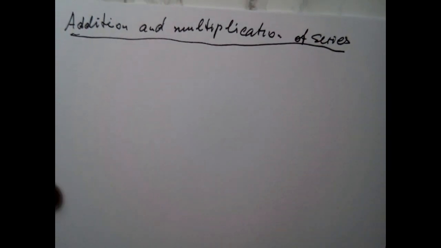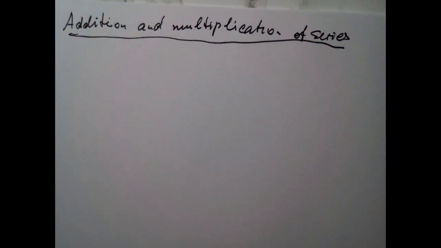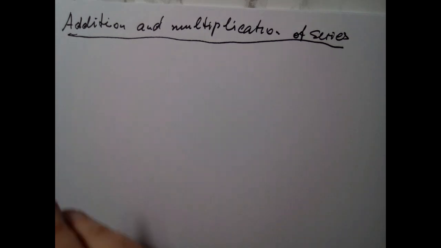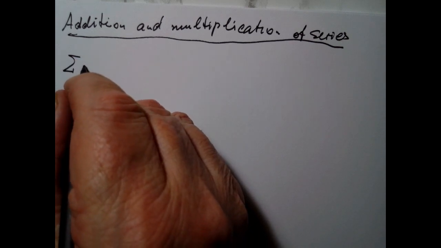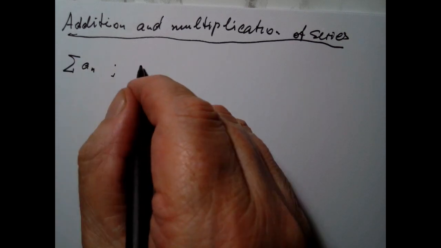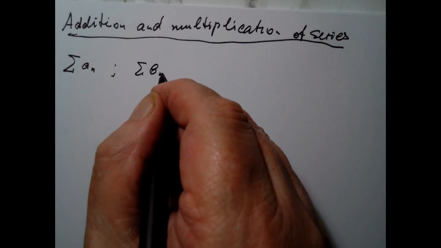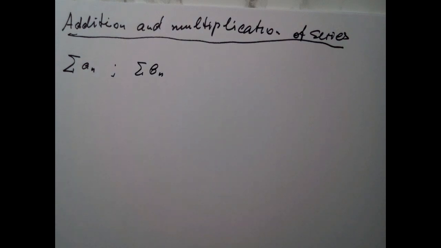So this is just an introduction to this topic. I will continue talking about it in the next lecture. But I have a series, say sum of an, and I have another series, say sum of bn. Okay, and in mathematics, whenever we have some new objects, we would like to add these objects, and we would like to subtract these objects, and we would like to multiply these objects.